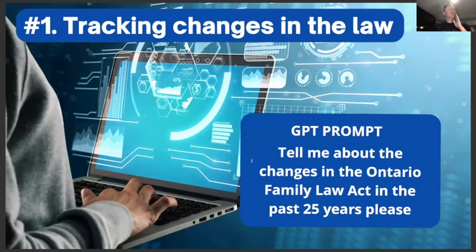It is really good for tracking changes in case law or tracking changes in the law. So you might use a prompt like, tell me about the changes in the Ontario Family Law Act in the past 25 years, please. I inputted this prompt yesterday and it did a really good job at delivering the changes in the case law, including parental alienation and alienation from grandparents. There were some points that it covered on grandparental alienation which I was not aware of. So that's interesting.